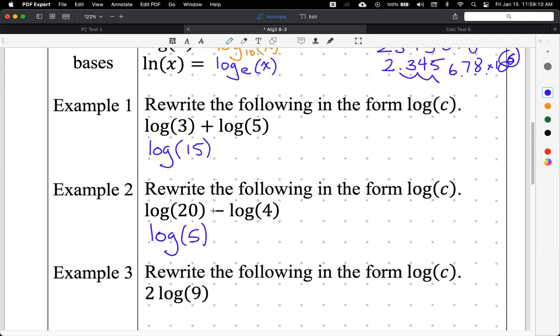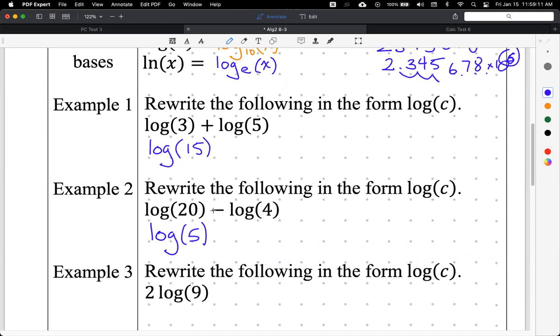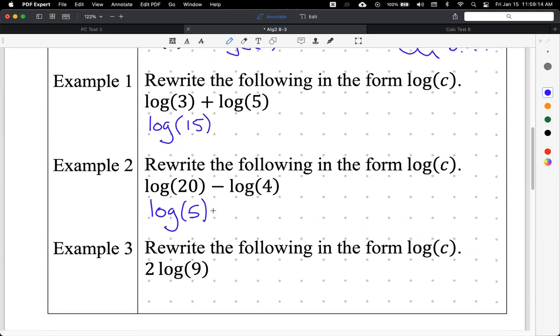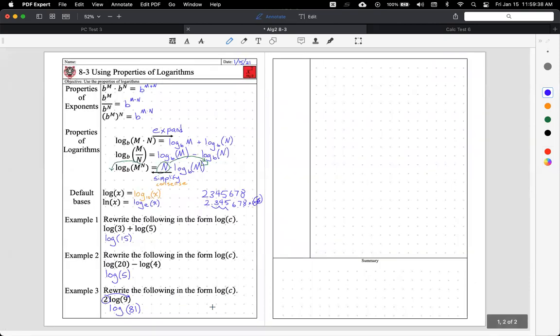Perfect. Let's try example 3. And we're done after example 3. Go for it, Wyatt. Would it be log 81? Log of 81, there it is. Because this 2 comes up to the exponent. So it's 9 to the power of 2, and 9 to the power of 2 is 81. Done.